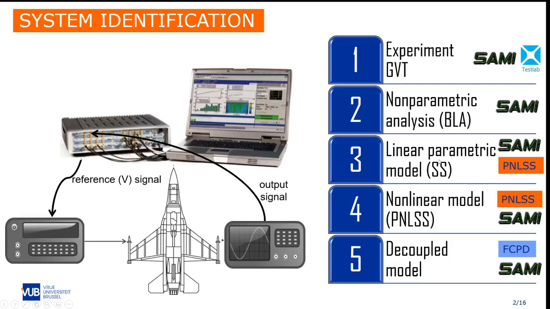The next step is to build a parametric FRF in state space format. And here I also use the combination of SEMI and PNLSS toolboxes. Again, I will explain what PNLSS is. Then the next step is to build the first nonlinear model with lots of parameters. And the last step is to reduce the number of parameters and to improve the results. Here I use the combination of SEMI and FCPD toolboxes. And as you can see, these toolboxes are products of our department. They work together very fine.